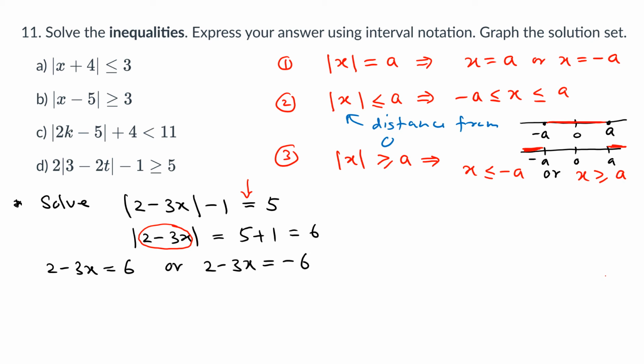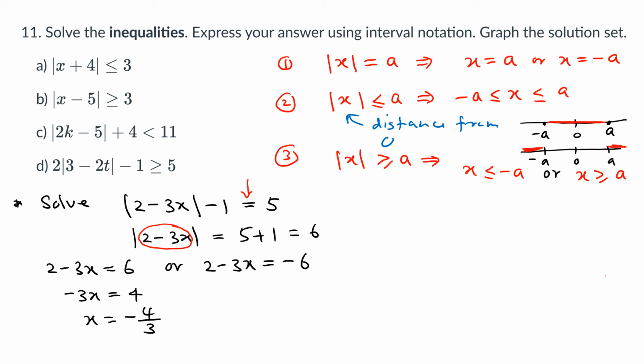Those are two cases. Now what we can do, we can solve them separately. So the first one is very easy to solve. You're going to subtract 2 from both sides. So it is negative 3x. You subtract 2 from both sides, it's going to be 4. And then divide by negative 3. So if you divide by negative 3, it's going to be negative 4/3. So that is the first solution.